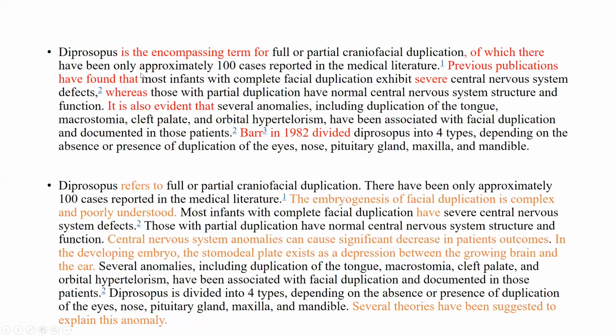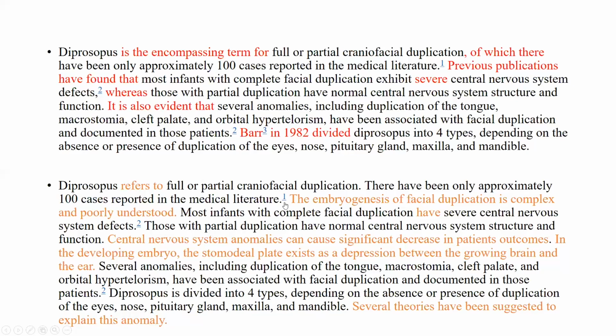So of which there have been only 100 cases, I said there have been only approximately 100 cases. Then I mentioned this sentence: the embryogenesis of facial full duplication is complex and poorly understood. And then I go to the central nervous system manifestation.